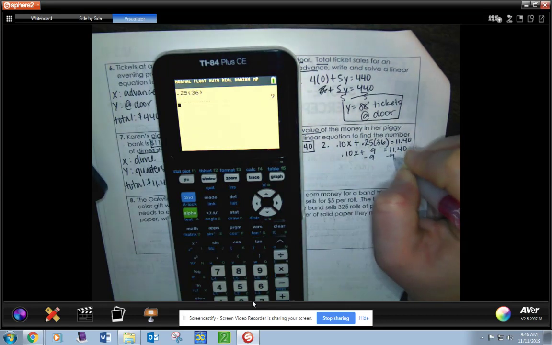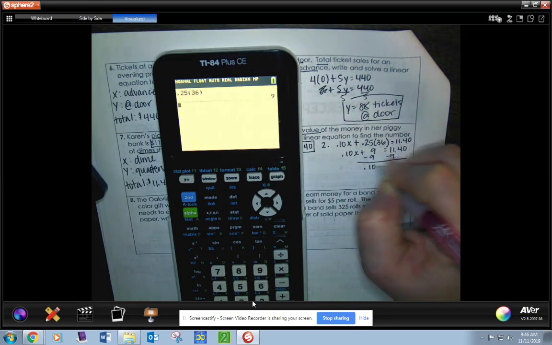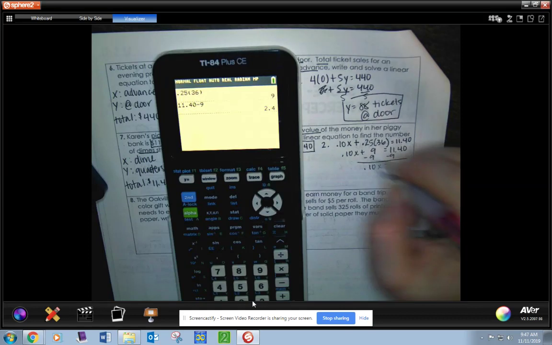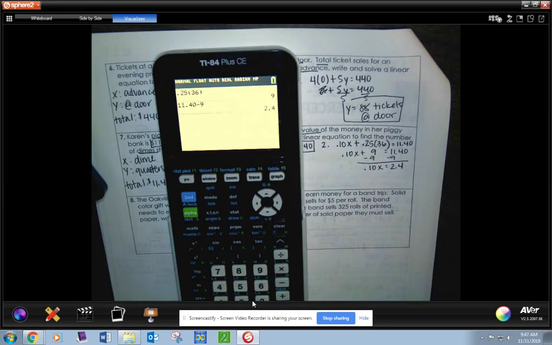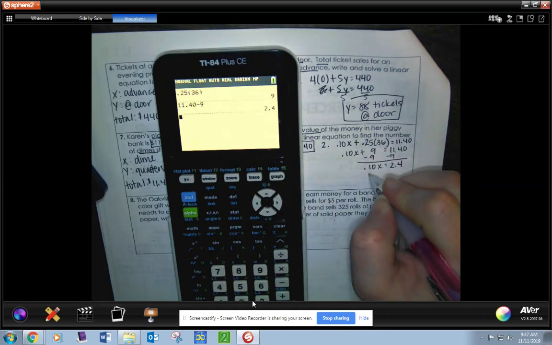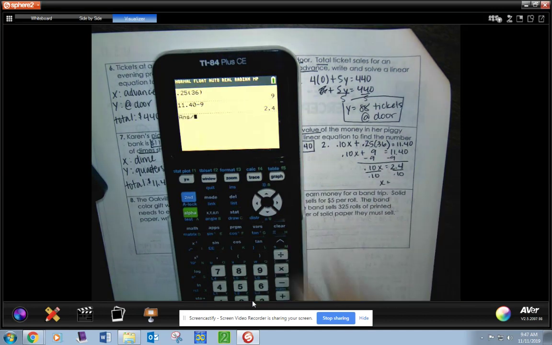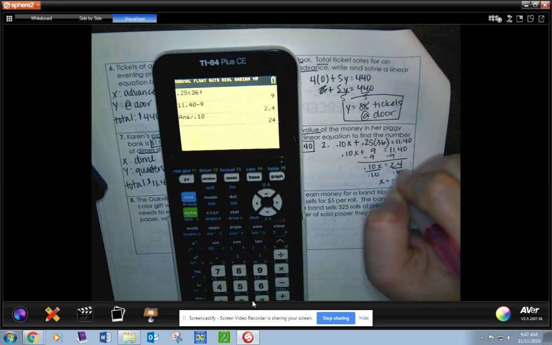I must subtract the 9. That leaves me with 0.10x equals 2.4. I must divide by 0.10, and I get x equals 24. And they asked me to find how many dimes, so 24 dimes. And there's my answer. That was step 2.